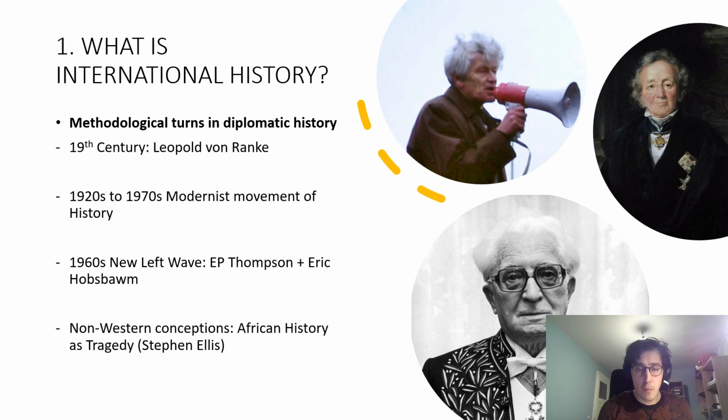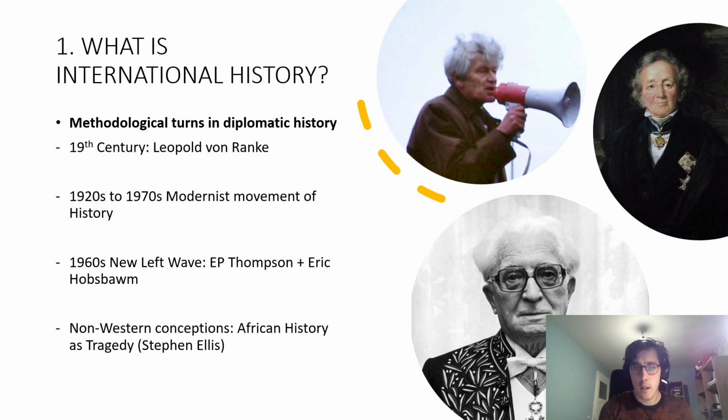And Malchow basically identifies three big methodological turns. These are really big turns. We'll talk about this in more detail later on. But he identifies three big waves that methodologically have characterized the study of diplomatic history. Our first moment is, of course, the 19th century.